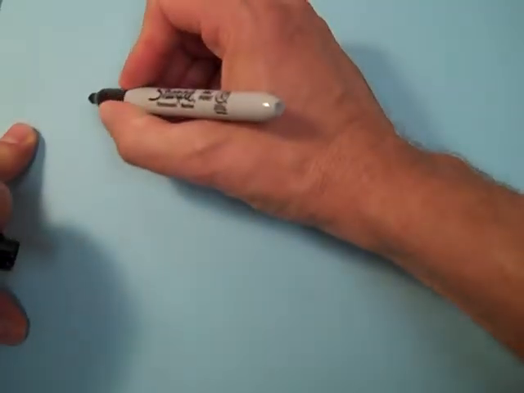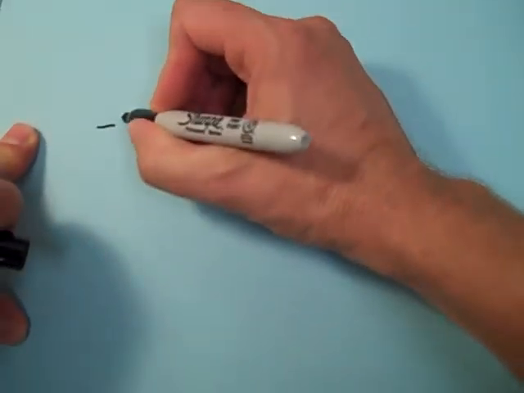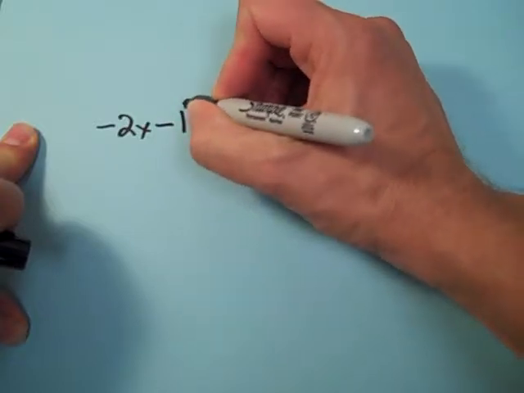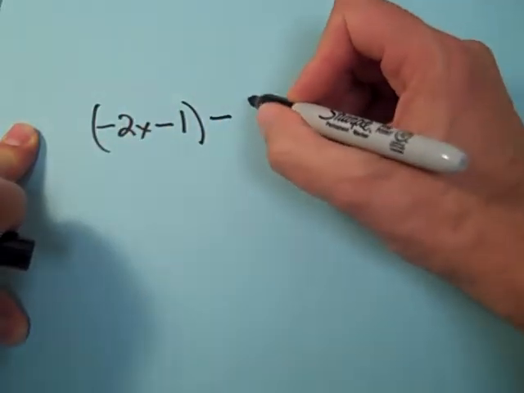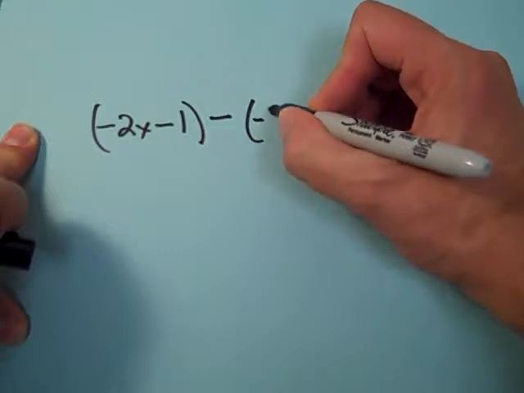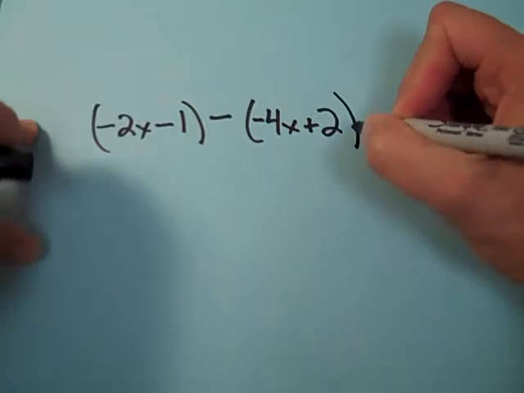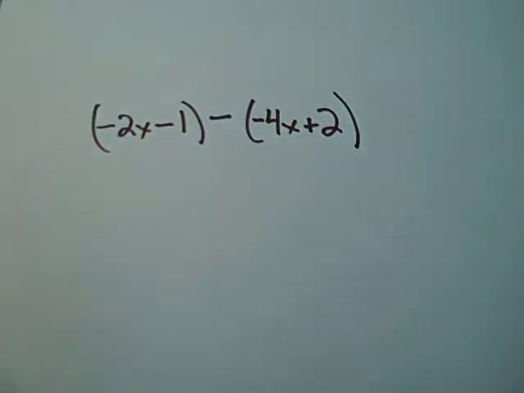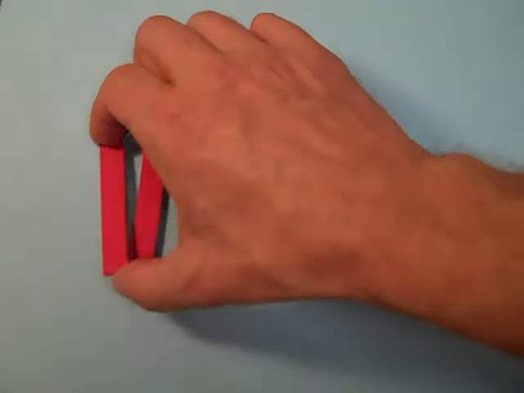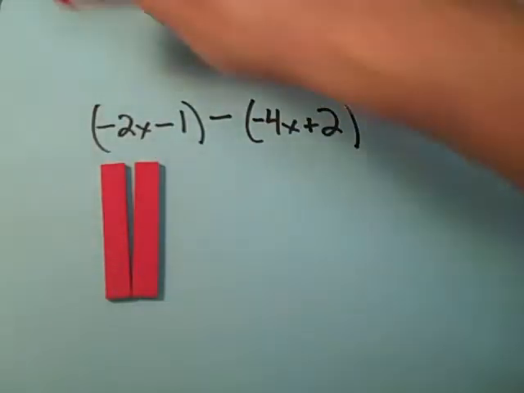Let's look at another example. Okay, bringing in a fresh sheet. There we go. The magic of video. Wild. Here we go. Got everything set. Okay, let's say we were going to do negative 2x minus 1. Let's say we were going to subtract from that negative 4x plus 2. So we're going to do the same thing. Model first. Negative 2x, and a minus 1.